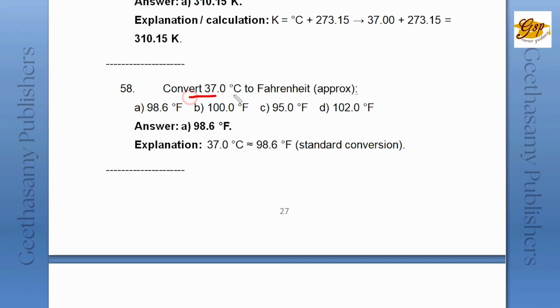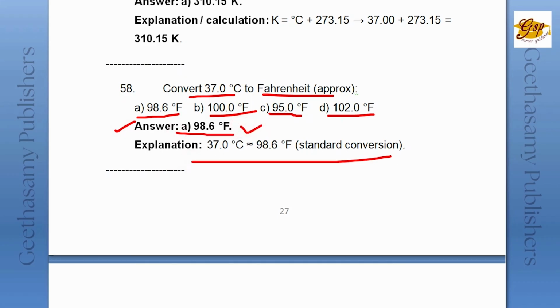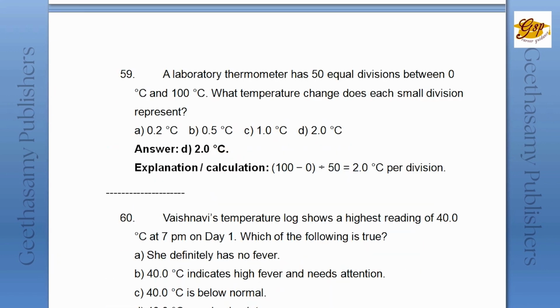Convert 37 degrees centigrade to Fahrenheit. So 98.6, 100 F, 95, 102. The correct answer is 98.6 Fahrenheit. Now we can see this. It's a standard conversion. 59th question.